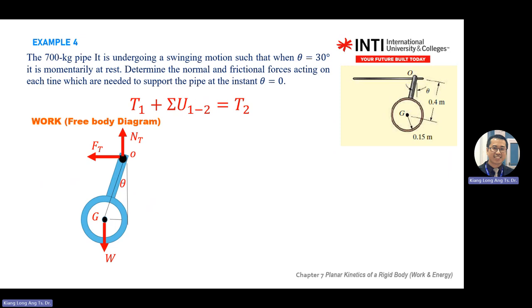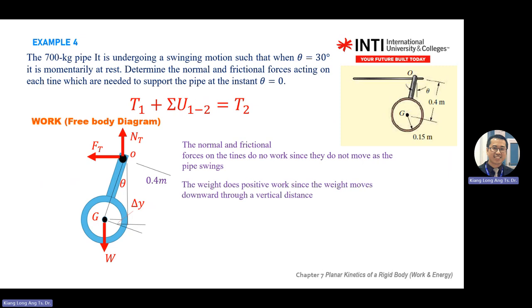So work is only done by two things, force and moment. In this case, there's no moment there. So you don't need to find the moment. So you have delta y here. The normal and friction force on this one do not do work because they do not move as this one swings. So only the weight does work. So this one swings from this position to this position. So it's from here, swing to here. From here, swing to here. So there is a change of delta y here. This is the change of delta y there.